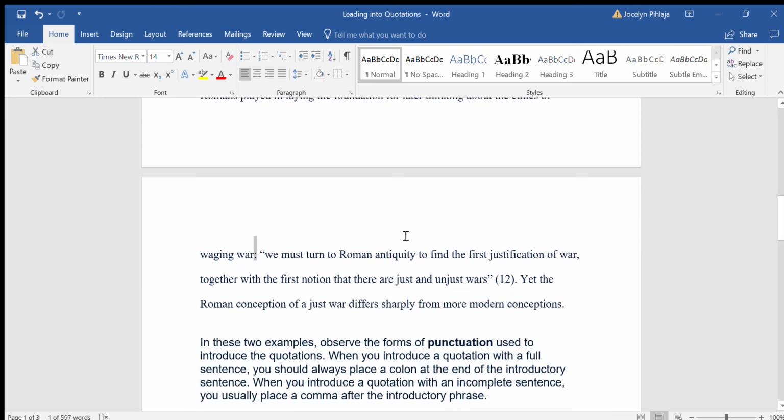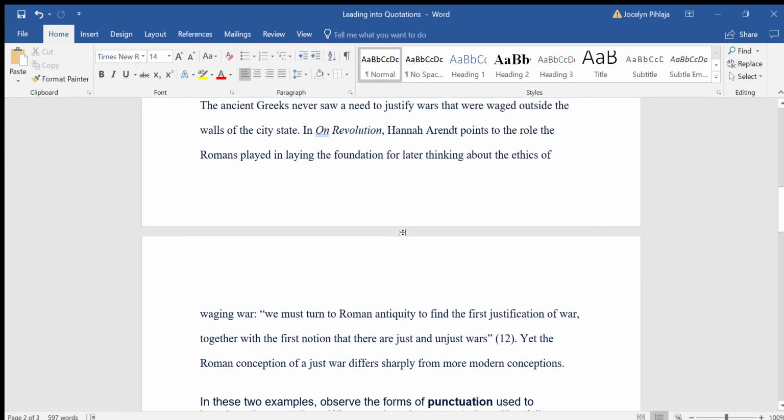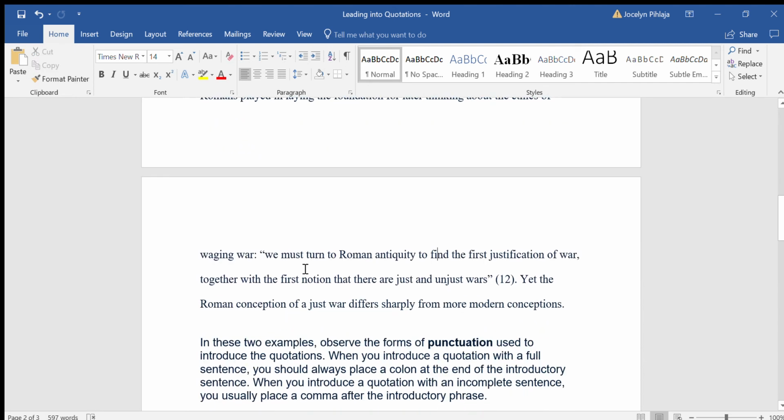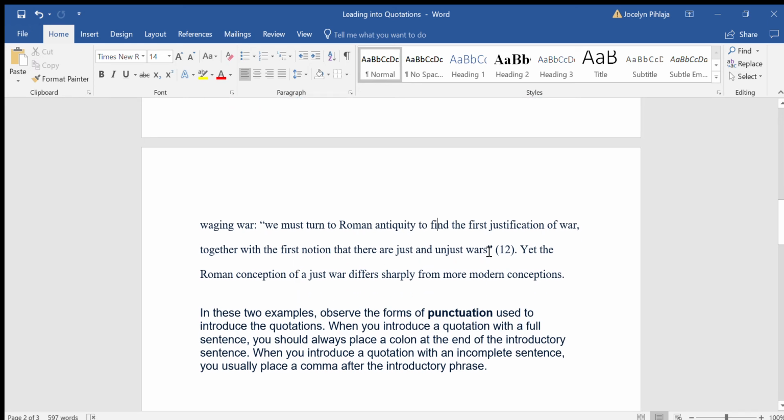So that's a really good way to set up a quotation. Basically, there's a whole sentence that comes first, and then there's a colon. And after that, we've got the quote. We must turn to Roman antiquity to find the first justification of war, together with the first notion that there are just and unjust wars. And quotation marks, page number citation, period comes outside at the end of everything. Okay?